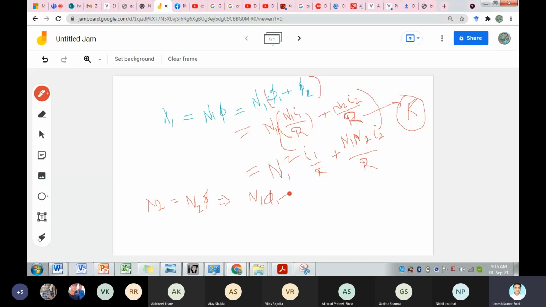phi 1 plus phi 2. Both the fluxes are additive, because one sets up the flux in this direction, another sets up the flux in this direction, and this material is a closed loop. Okay, so you see the direction of both is the same, so they are additive. In that case N1 and phi 1 is this and phi 2 is this. So now what will this N1 become? Sorry, here it will be N2.